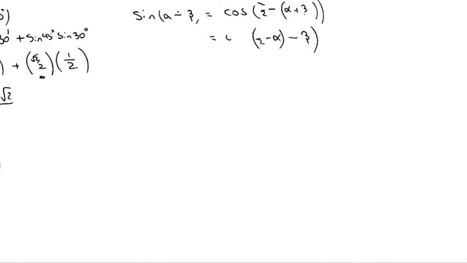All right. So if we expand this using the formula, it becomes cosine of the first angle, cosine of the second angle, plus, because this one's minus, sine of the first angle, sine of the second angle.